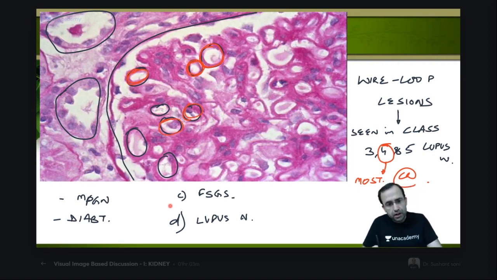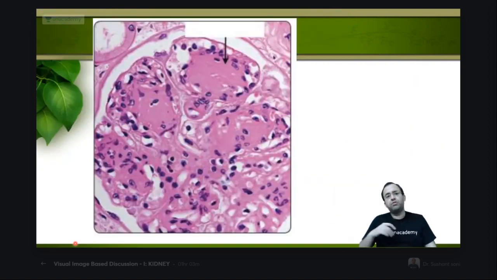So the answer was lupus. Now, many of you confused this with diabetic nephropathy. This was the exact image. Let me show it to you. This was the exact image which was asked in last year's NEET exam.